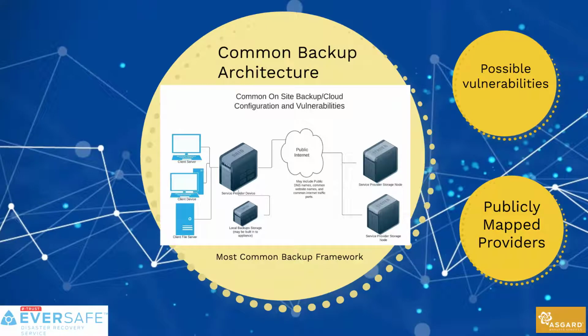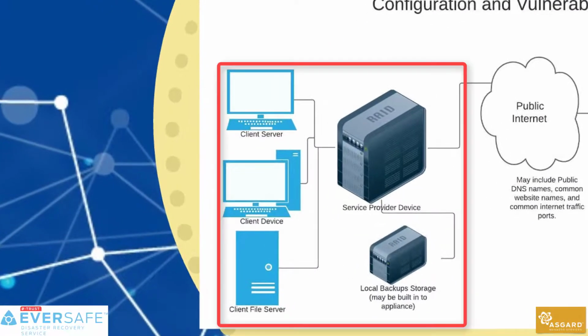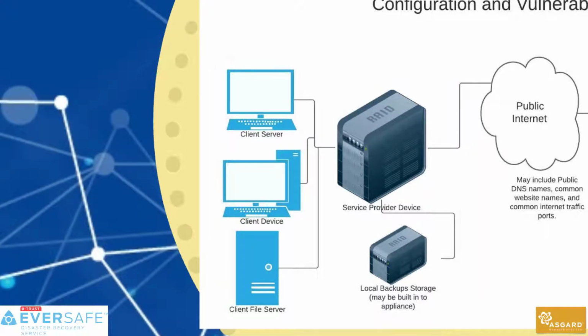Here we can see the common on-site or cloud configurations for backups and some of the vulnerabilities that come along with it. Now, for starters, if you are set up with a local-only backup scenario, we'll look at the left side of this image here. A very common setup is a service provider device will be sent and deployed onto your client's site. Then it will either have a network-attached storage or NAS unit deployed with it, or it will have its own internal storage system. This will then reach into your local network and back up your servers, devices, or your file servers, whatever items are being backed up. It will then put copies onto your local storage. And for a local-only deployment, that's as far as it goes.